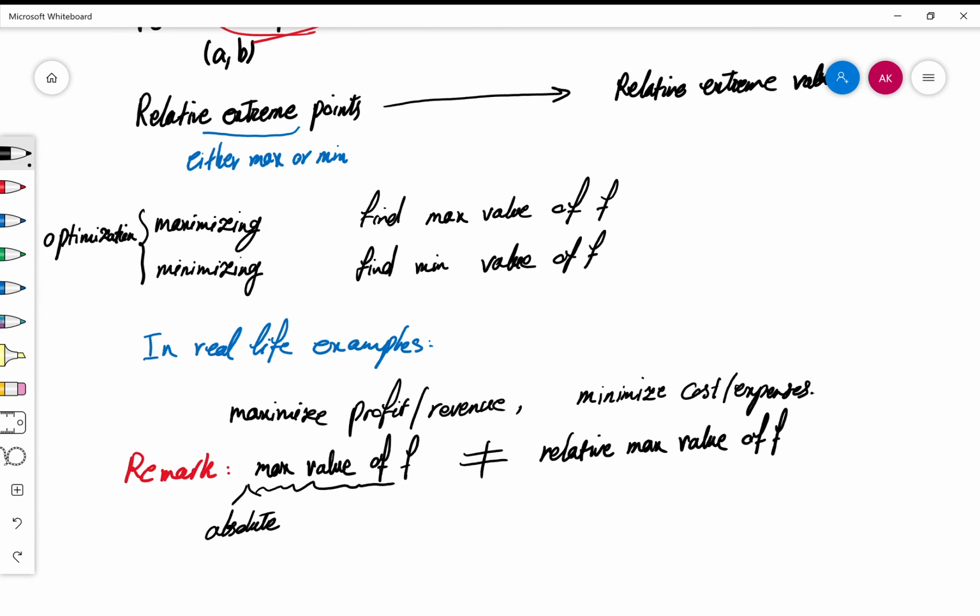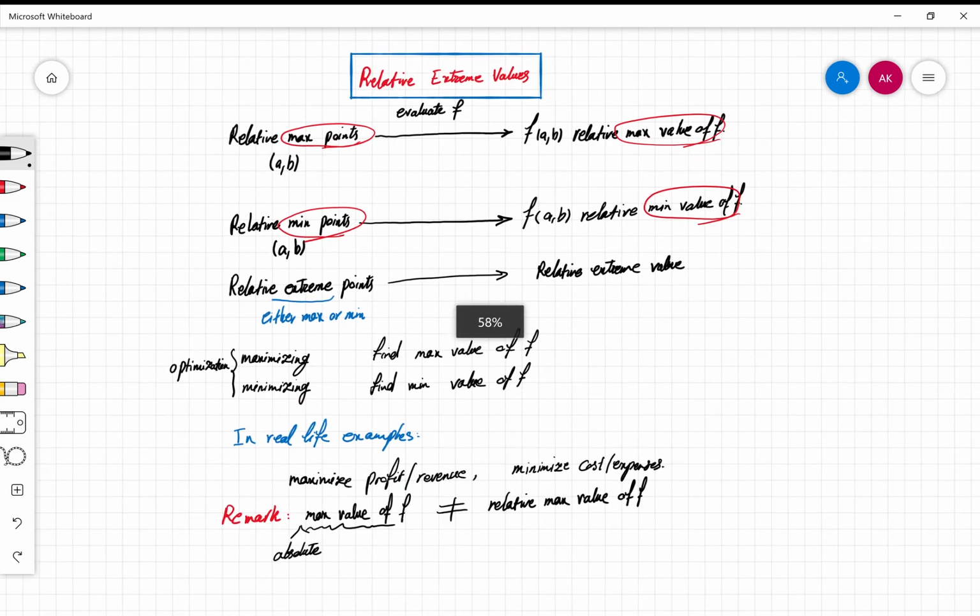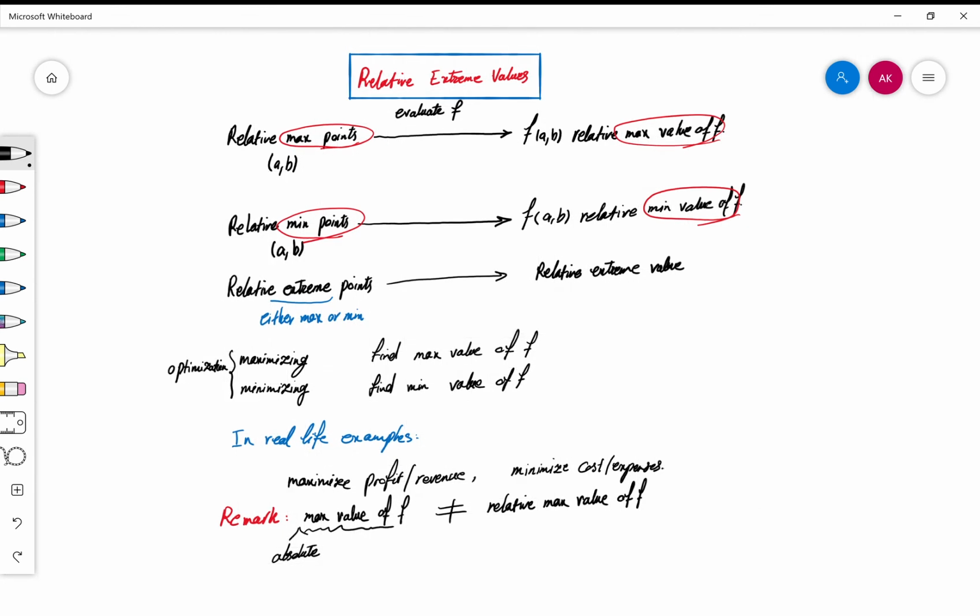So in this unit of this section, I'm expecting you to understand the terminology and use the D-test basically to find relative extreme points and then evaluate the function at those points and give me relative max, relative min, or in general relative extreme values of f.